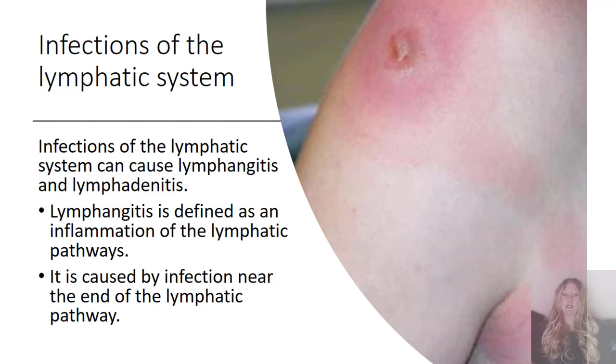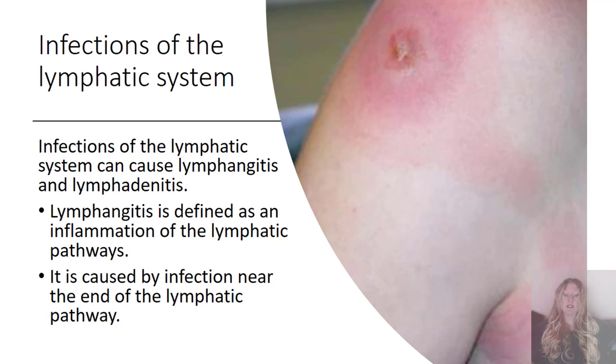Infections of the lymphatic systems can cause lymphangitis and lymphadenitis. Lymphangitis is defined as inflammation of lymphatic pathways. It is caused by an infection near the end of one of the lymphatic pathways.